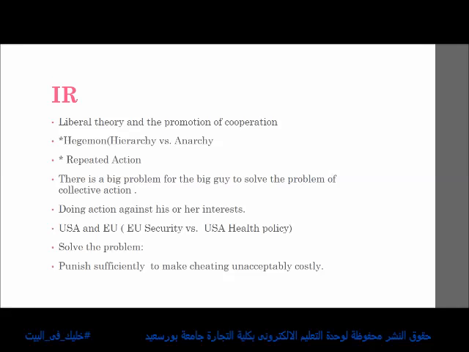Liberal theory and promotion of cooperation. النظرية الليبرالية بتدعم التعاون. Hegemon بتفكرنا دايما ان هو hierarchy or anarchy. Repeated actions بتدينا تصور لشكل الناس بتتصرف ازاي في المستقبل. There is a big problem for the big guy to solve the problem of collective actions.